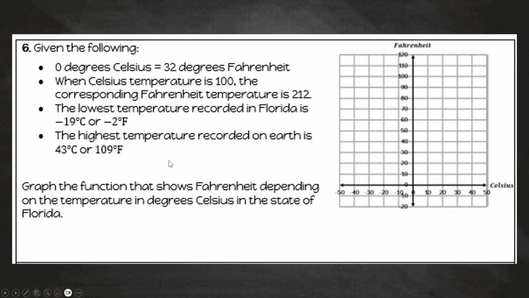Question number 6, given the following: 0 degrees Celsius is 32 degrees Fahrenheit. That is really an ordered pair. Because our graph is Celsius and Fahrenheit, 0 is our x and 32 is our y. So we're going to plot that point at (0, 32). When the Celsius temperature is 100 degrees, the corresponding Fahrenheit temperature is 212.